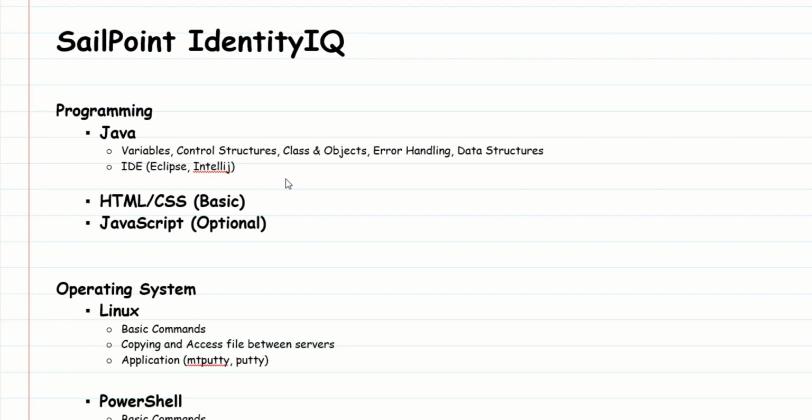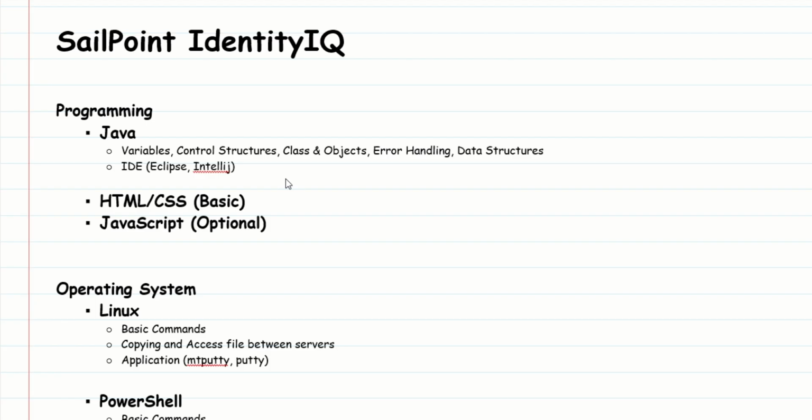The first thing is programming languages, like Java. You need to know basic concepts of Java, like variables, control structures or control flow, then classes and objects concepts, error handling, and data structures. So why are these concepts required?